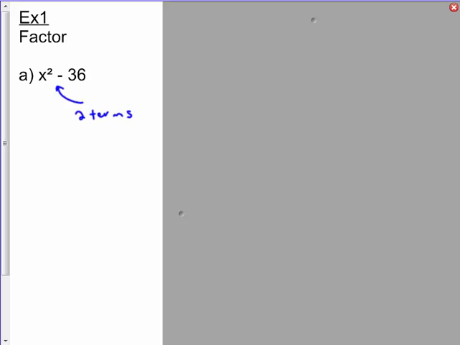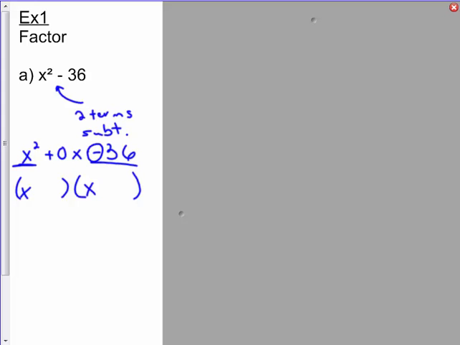So, things I look at here. I look at this and I go, there are only two terms. Now, we've seen this once or twice before, but we know that there was only two terms. Now, you could put a 0x in there. That would be fine. But what do we know? We're looking for a number that multiplies to negative 36 and adds to 0. So, we know the first one is x and x, but what multiplies to negative 36?